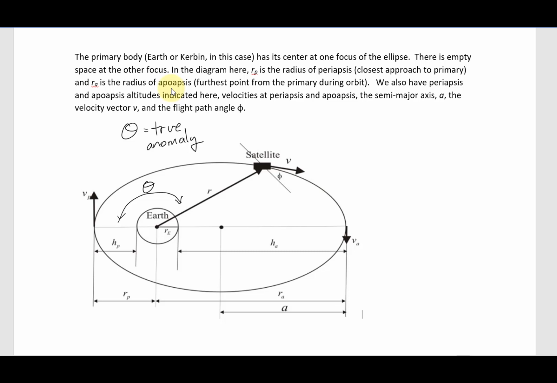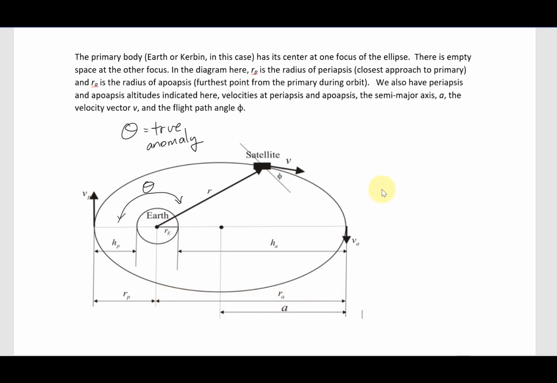That's the farthest distance. RA is the distance from the center of the primary body, or the primary focus, to the farthest point on the orbit. So that's the radius of apoapsis. The radius of apoapsis is this distance from here out to there.